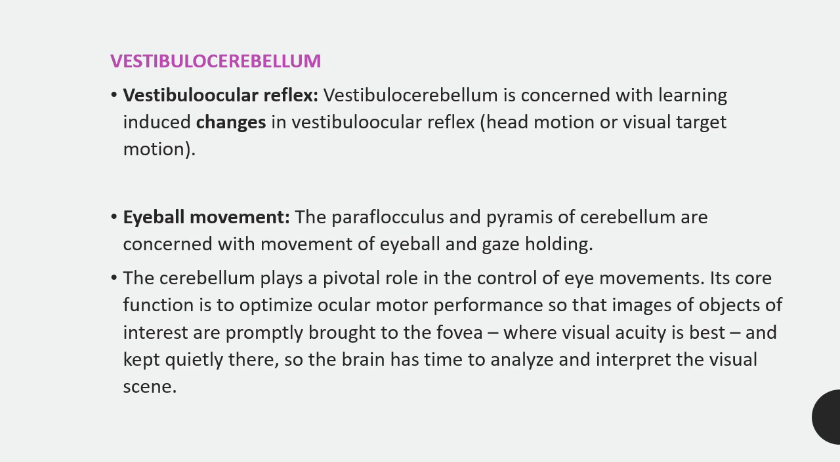Vestibulocerebellum and the vestibulo-ocular reflex. The vestibulocerebellum is concerned with learning-induced changes in the vestibulo-ocular reflex, head motion or visual target motion. Eyeball movement: the paraflocculus and pyramis of the cerebellum are concerned with movement of the eyeball and gaze holding. The cerebellum plays a pivotal role in the control of eye movements. Its core function is to optimize ocular motor performance so that images of objects of interest are promptly brought to the fovea where visual acuity is best and kept quietly there, so the brain has time to analyze and interpret the visual scene.